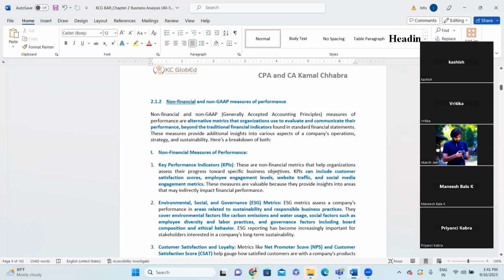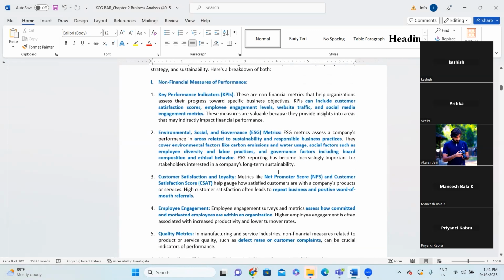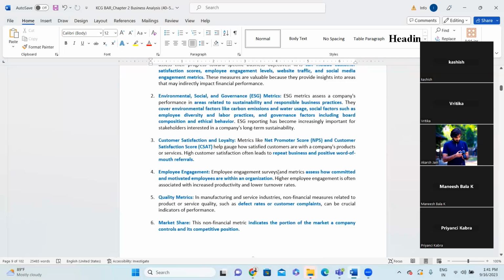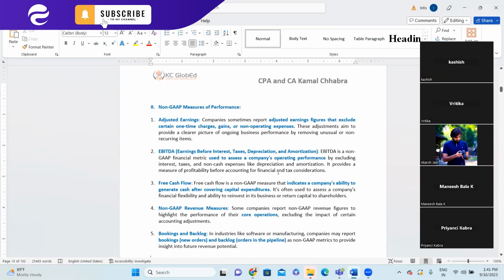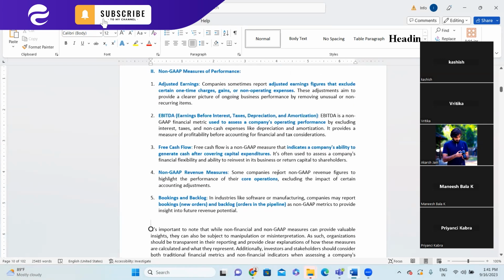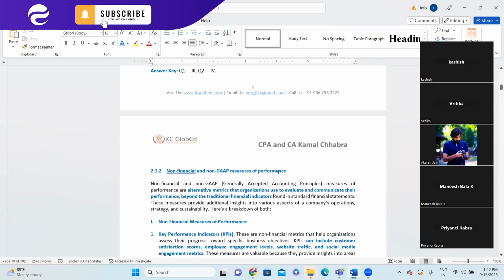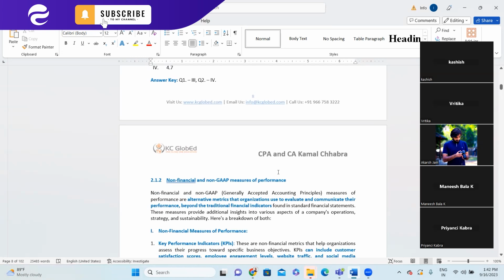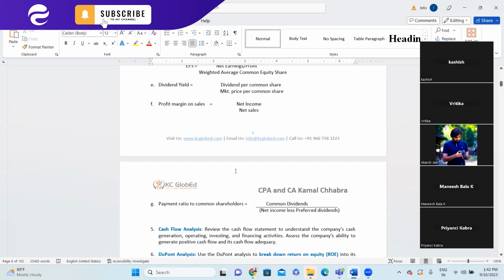So this is all about non-financial and non-GAAP measures of performance. Non-financial measures include key performance indicators, environmental, social and governance metrics, customer satisfaction and loyalty, employee engagement, quality metrics, market share. Non-GAAP measures include adjusted earnings, EBITDA, free cash flow, non-GAAP revenue, and bookings and backlogs, right? So there may be a risk that the company can do a misrepresentation of the facts, right? Any doubts so far? No, sir.